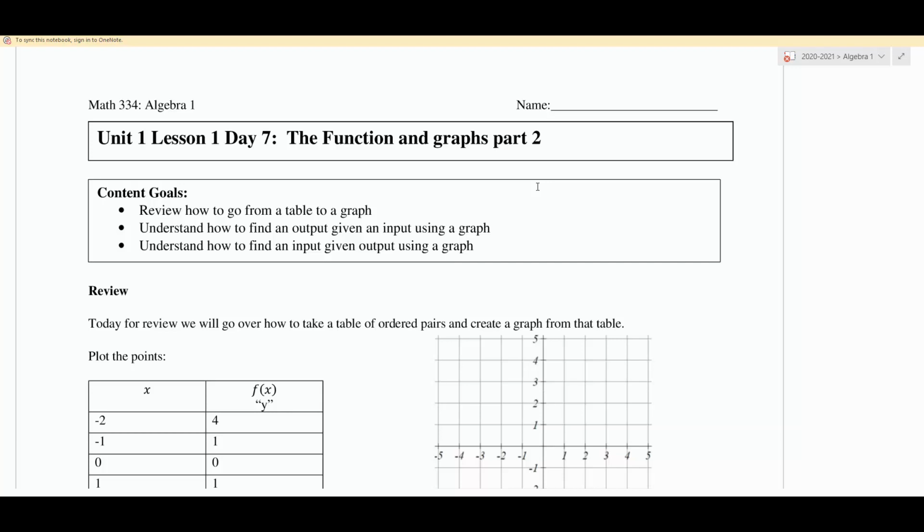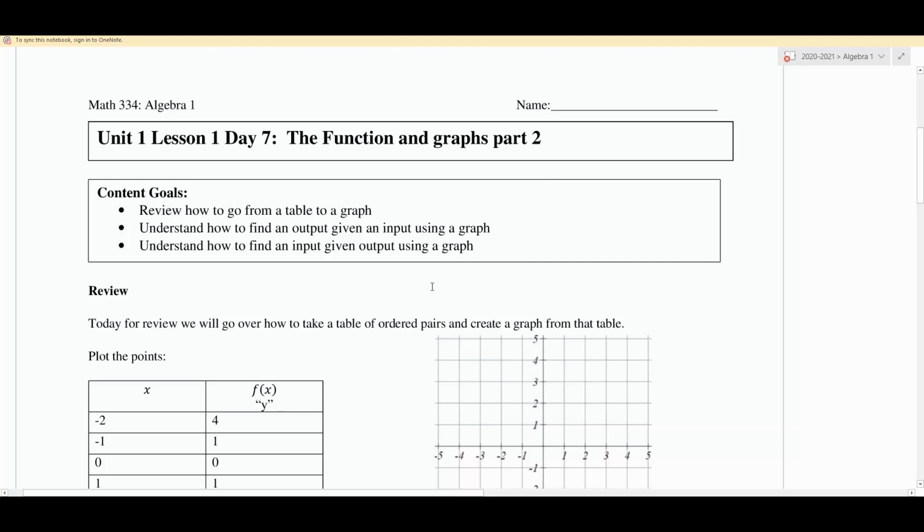Being able to switch between the different representations, being the equation, the table, and the graph, is a very valuable skill. All right, so I'm going to constantly review those. We also want to understand how to find an output given an input using a graph, and understand how to find an input given an output using a graph. So we want to be able to go forwards and backwards through a function using the equation, the table, and the graph. And today we're going to focus on the graph.